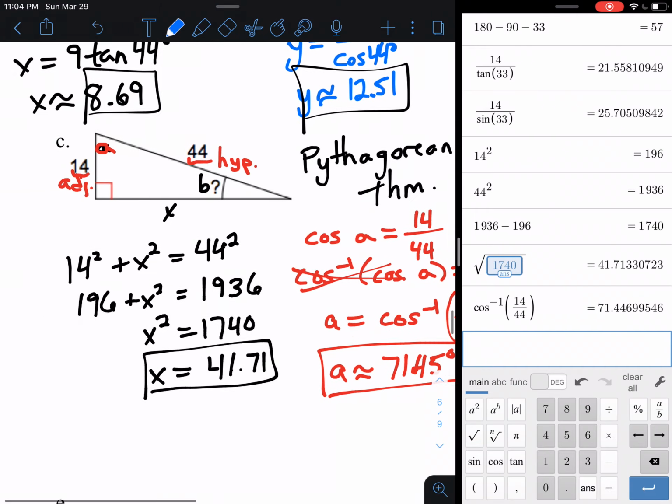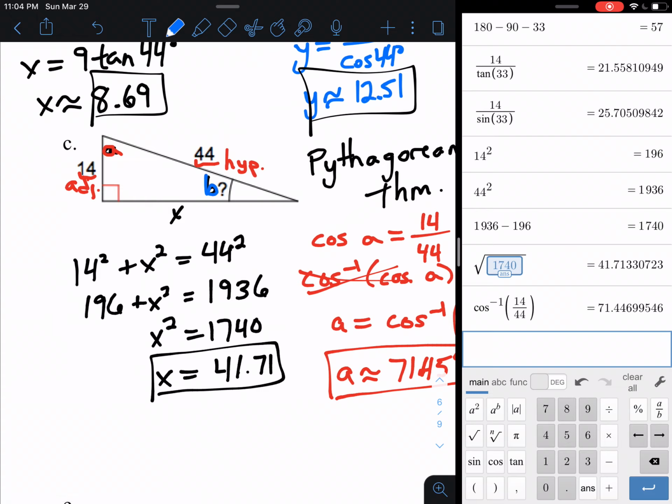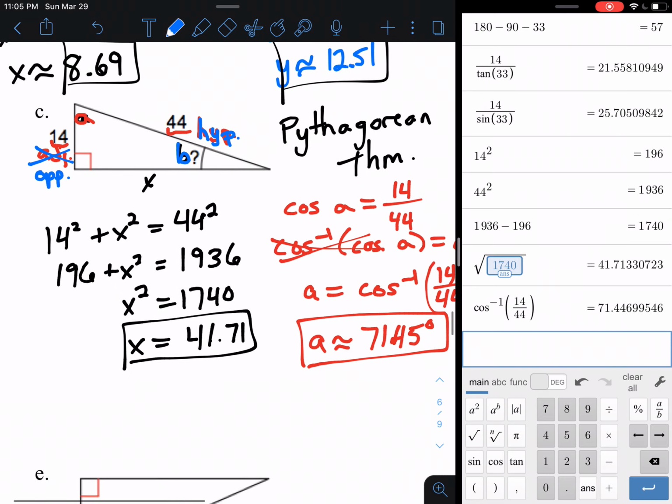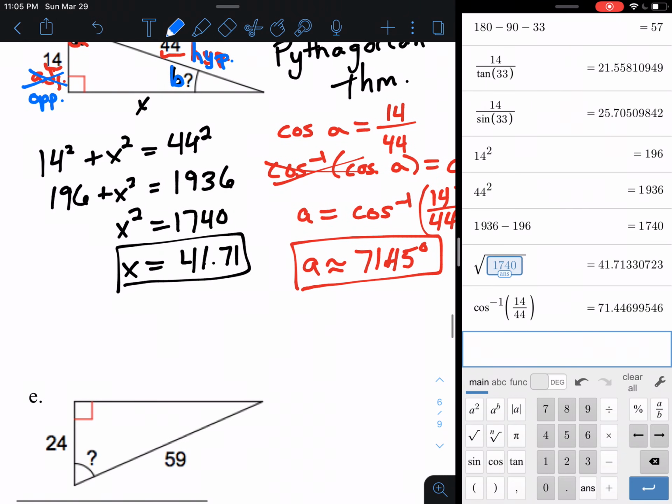So let's find B. For our angle B, 14 is now not the adjacent side, now it's the opposite side, whereas 44 is still the hypotenuse. So when we go to find B, we're going to have to do that a little bit differently. We're going to use sine instead of cosine. So we're going to say the sine of B is equal to your opposite side of 14 divided by your hypotenuse, which was 44.